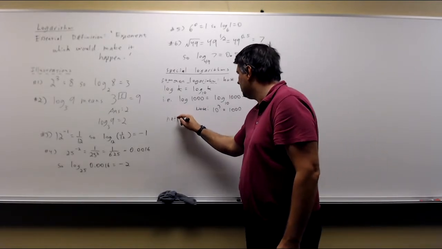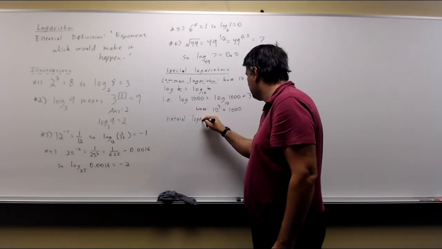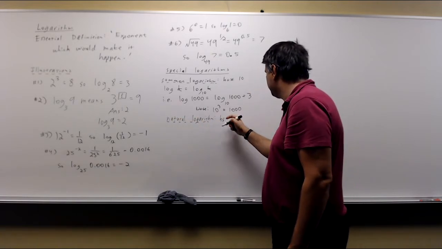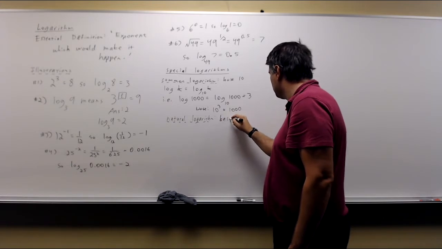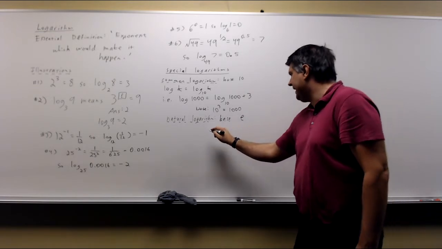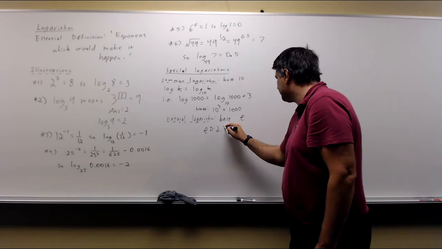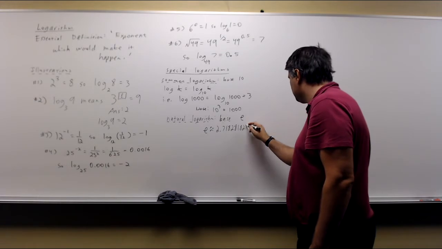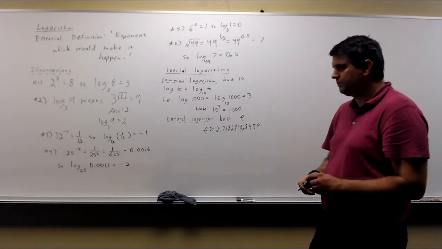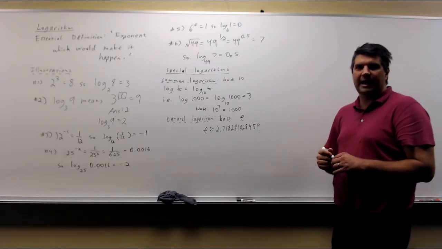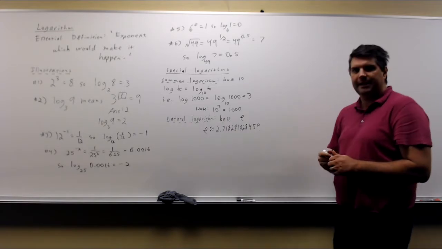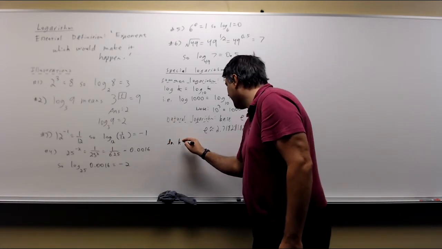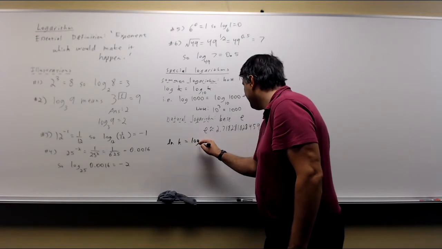Natural logarithm. Base E, where E is approximately 2.718281828459. Okay? Actually, like pi, it never ends. Okay? It's also non-repeating. All right, and what this means is the natural log of some number k equals log base E of k.